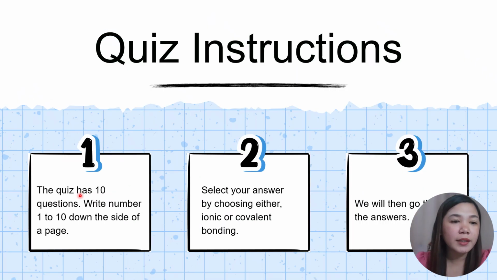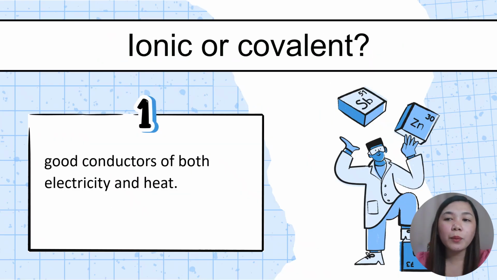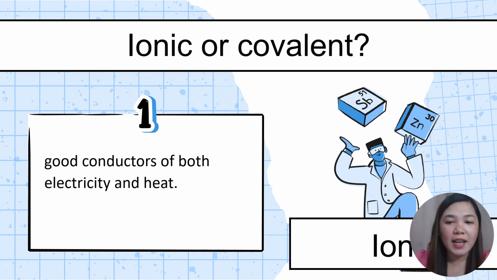The instruction, the quiz has 10 questions, 1 to 10. Select your answer by choosing either ionic or covalent bond. Number 1, it's a good conductor of both electricity and heat. The answer there is ionic.